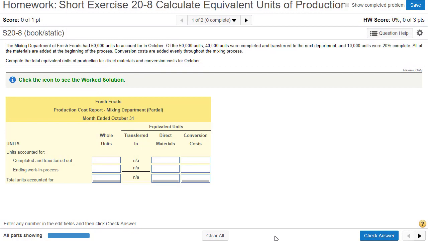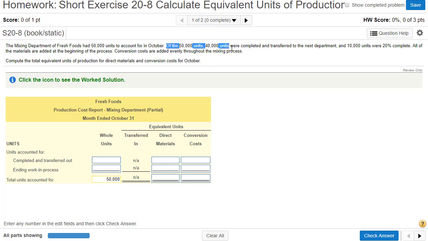Short exercise 20-8. We're going to calculate the equivalent units of production. This problem is similar to the one we just did, so it shouldn't take as long to explain it. So the mixing department of fresh foods had 50,000 units to account for in October. Now, if you remember, units to account for is the same as units accounted for. So that is 50,000 units.